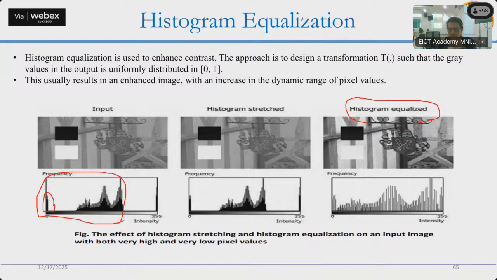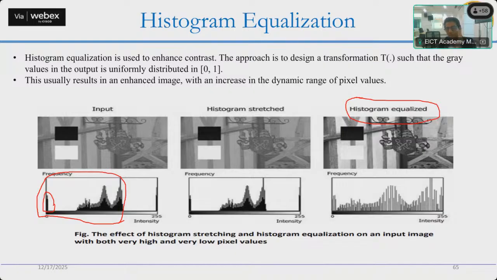So what is the alternative? We do basically histogram equalization. What do we do in histogram equalization? In histogram equalization, it has been spread out. In stretching also it has been spread out, but note another thing: it has been spread out totally. So what do we do? The gray values are uniformly distributed in 0 to 1 with a dynamic range of pixels.